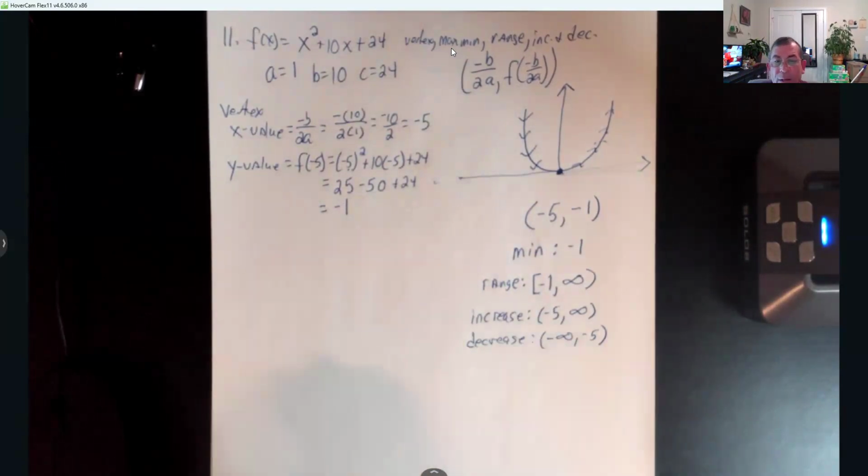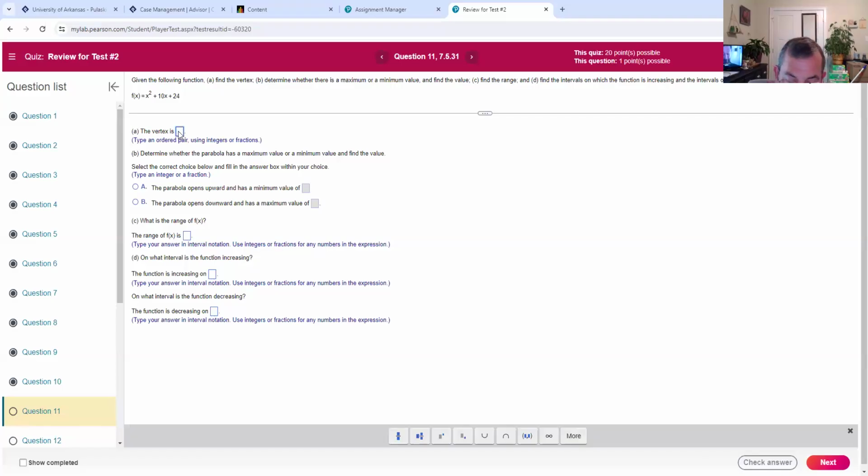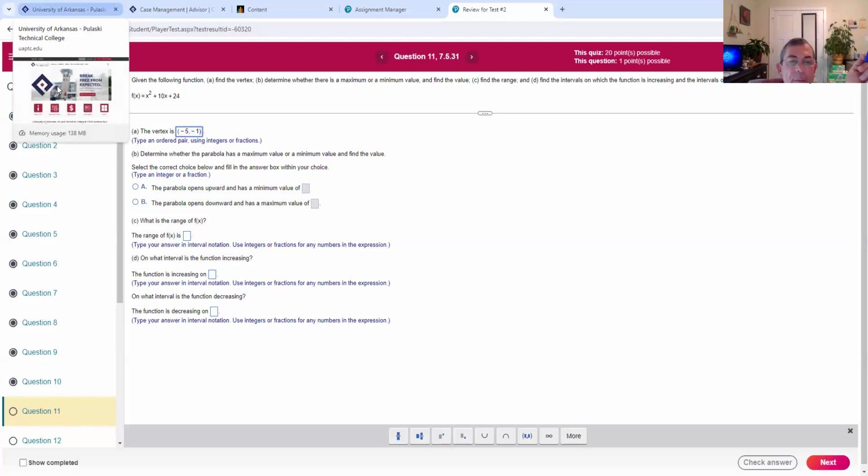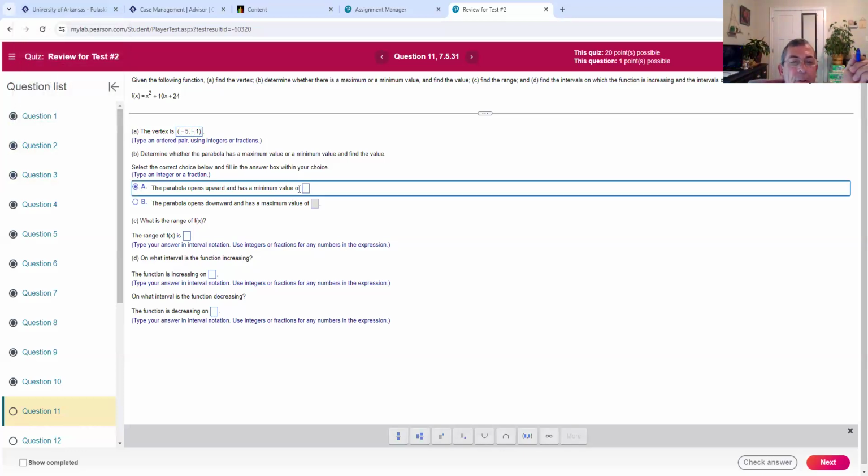Y'all, I think that's everything we needed. So let's go plug that in MyMathLab and see what they say. So the vertex, you got to put in parentheses. And that was what? Negative 5, comma, negative 1, close parentheses. Y'all told me it had a minimum value, so it opened up and has a minimum value. And y'all said the minimum value was negative 1.